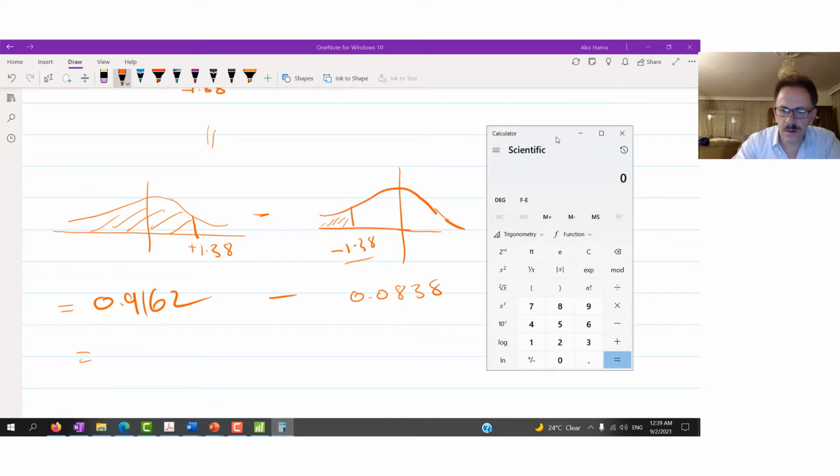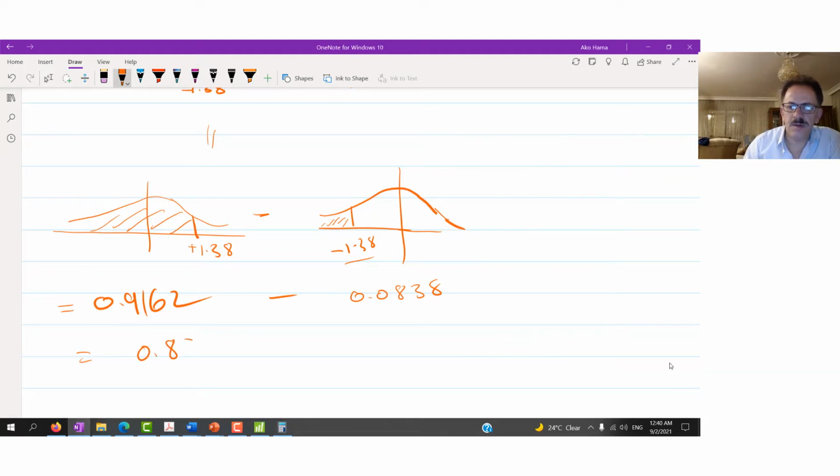It will be 0.9162 minus 0.0838, and then it will be 0.8324.